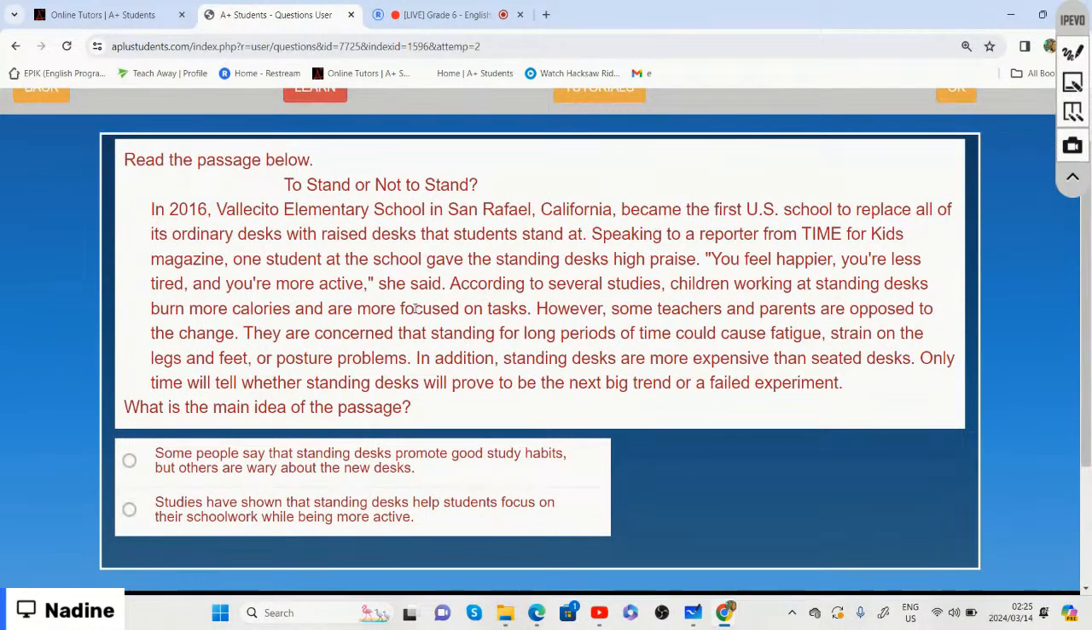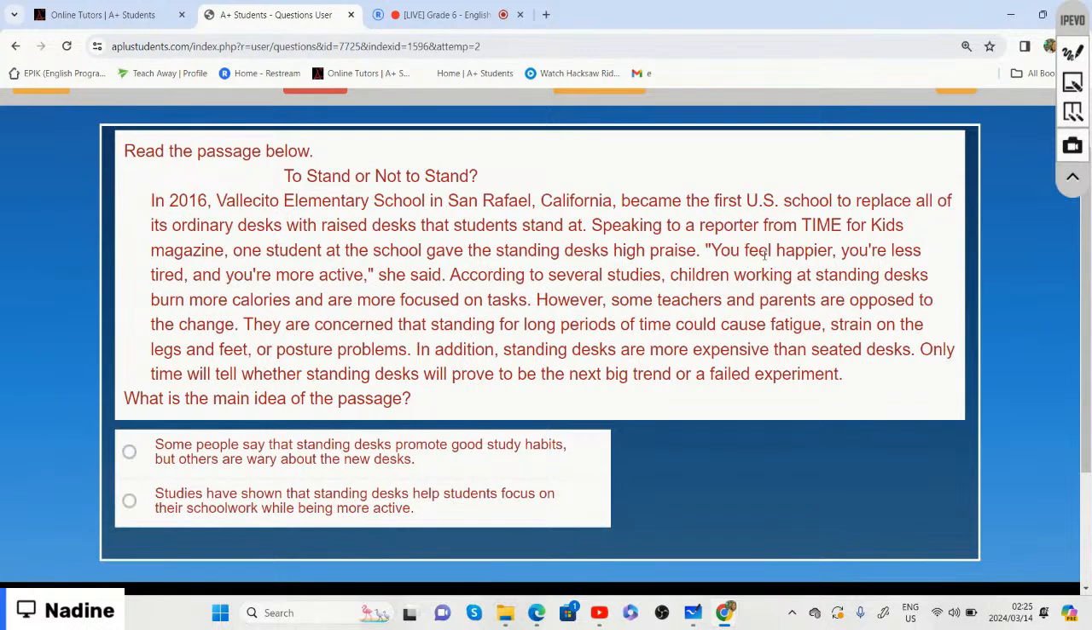Okay, so it says, to stand or not to stand. We need to read the passage below, and then we're going to say what the main idea is within that passage. So, to stand or not to stand. In 2016, Vallecito Elementary School in San Rafael, California, became the first US school to replace all its ordinary desks with raised desks that students stand at.